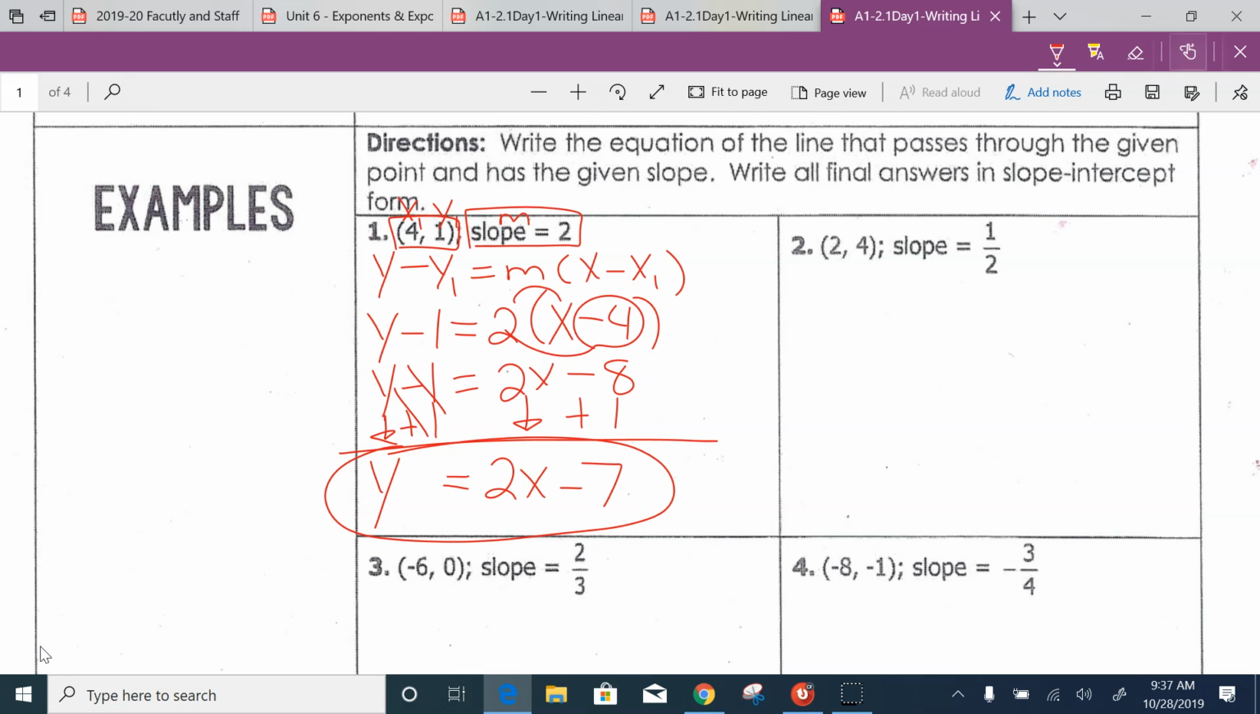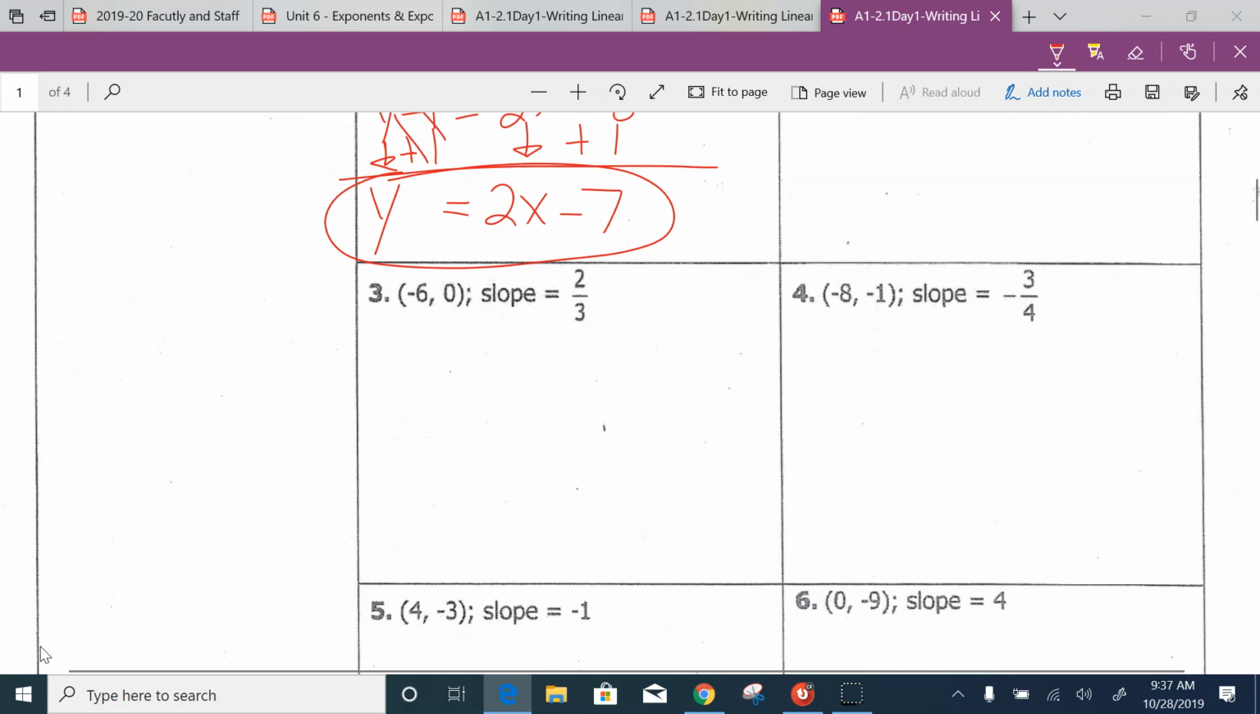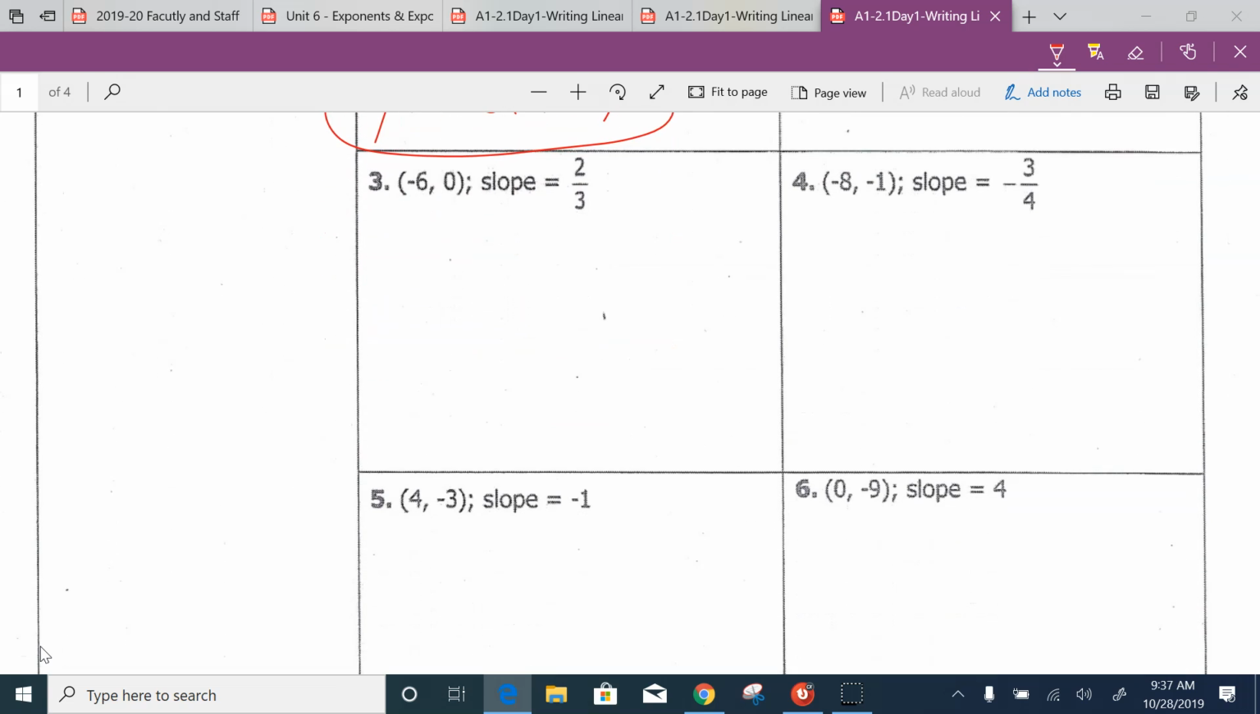Now I'm going to go straight down the left-hand side of these notes. The right-hand side will be yours to do for your grade for the day. So question number 3, same exact thing again. Step 1 is to write the formula. Y minus y1 equals your slope times x minus x1. You have an x1 value, a y1 value, and your slope m. Substitute in all those values into your formula.